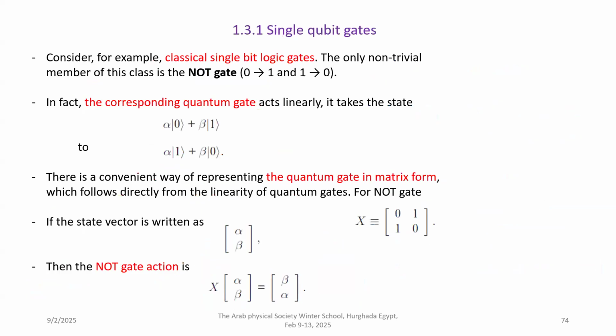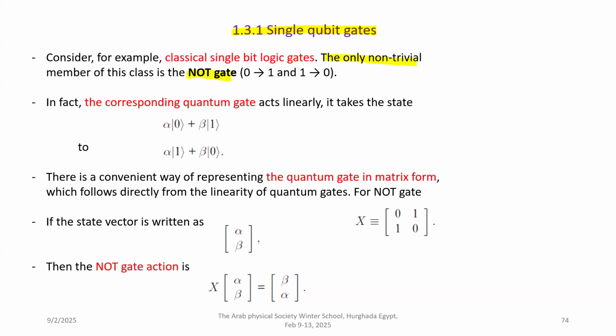Why do we need this? As I said, now we will talk about single-qubit gates. Single-qubit gates are very important for us, and if you think about it, this means I have 1 qubit and I will perform an operation, a process, on it. In the classical case, surprisingly, the only non-trivial gate is the NOT gate, which flips 0 to 1 or 1 to 0.